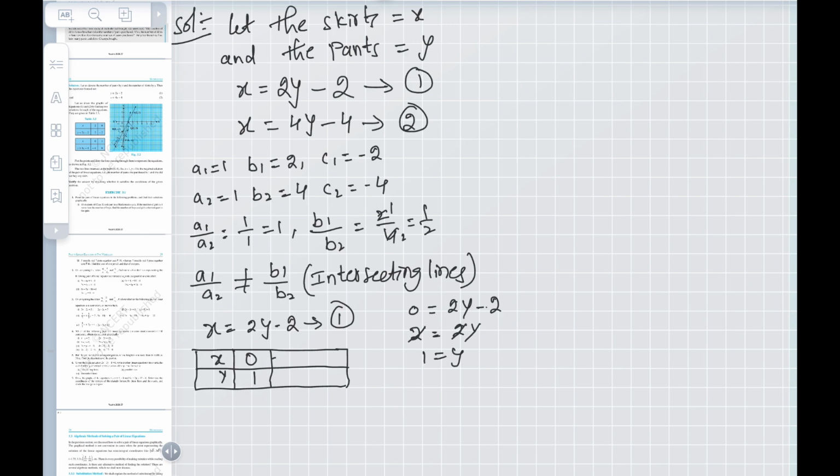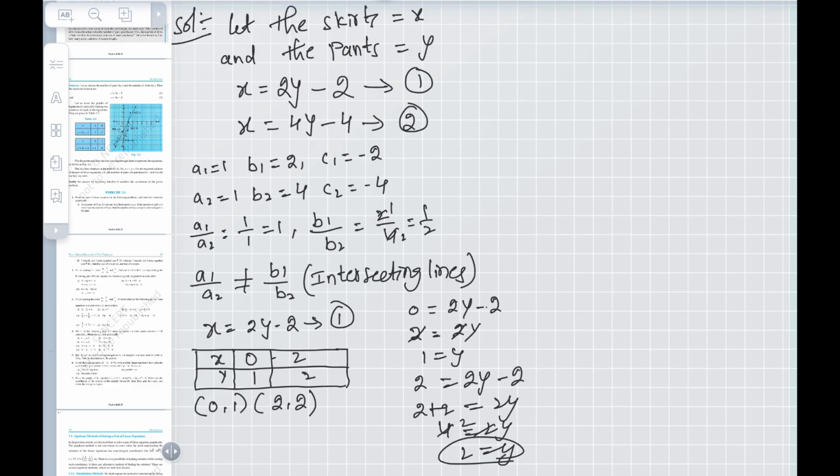Y value 1. Now take the x value 2. Then 2 equals 2y minus 2. So minus 2 when it comes across becomes plus 2. So 2 plus 2 equals 2y. 2 plus 2 becomes 4 equals 2y. 2 ones are 2, 2 twos are 4. So y value is 2. Y equals 2. So here you get the points 0 comma 1 and 2 comma 2.